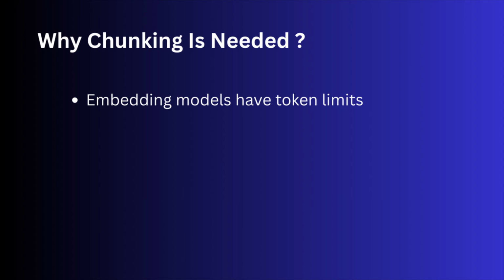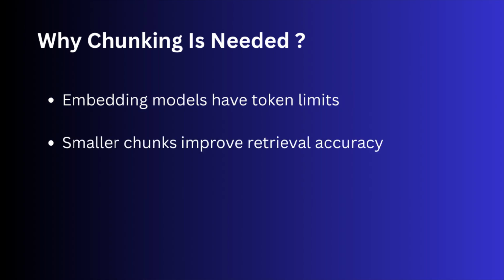Embedding models have token limits. In one of my previous videos, I mentioned vector embeddings. Embedding models have fixed token limits, so entire long documents cannot be vectorized as single units. Chunking splits content into embeddable pieces that enable storage and similarity search in a vector database. Basically, smaller chunks improve retrieval accuracy.